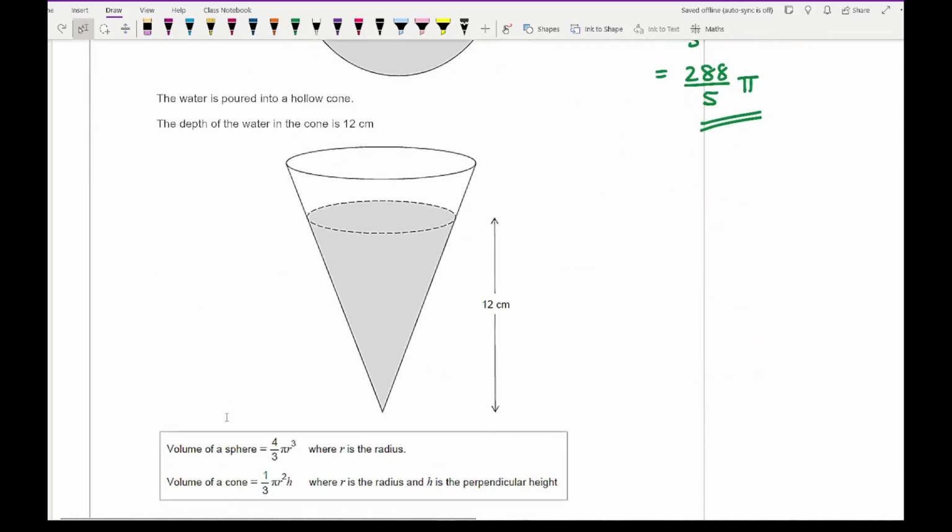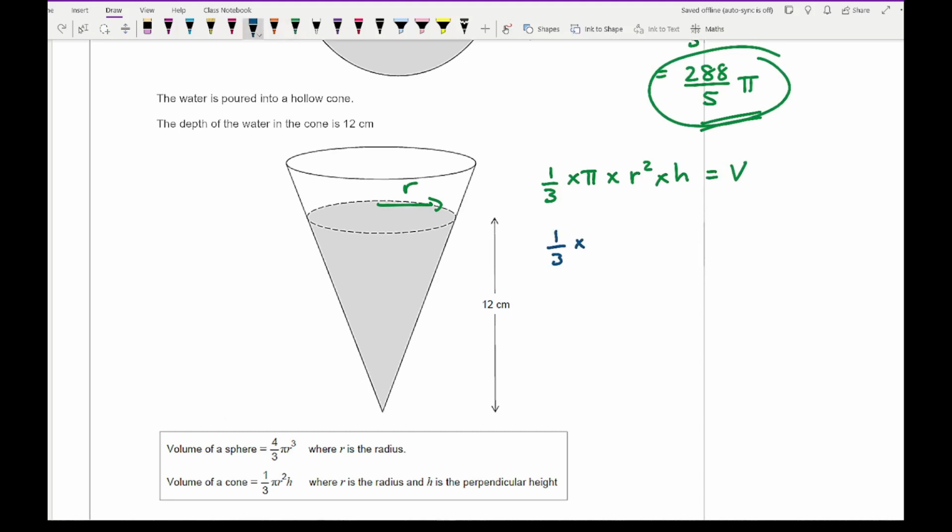Then moving on to the cone, well, the formula for the cone is 1/3 times pi times r squared times h. Now I know that h is 12, and we know that the radius is what I'm trying to find. But we also know that this equals the volume, which is 288 over 5 pi. So let me just substitute those numbers in. So I've got 1/3 times pi times r squared times 12, and that all equals 288 over 5 pi.